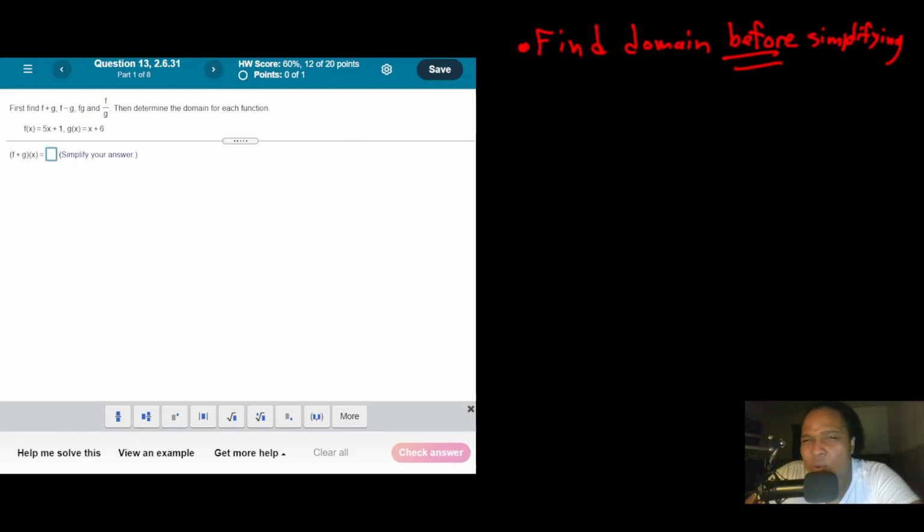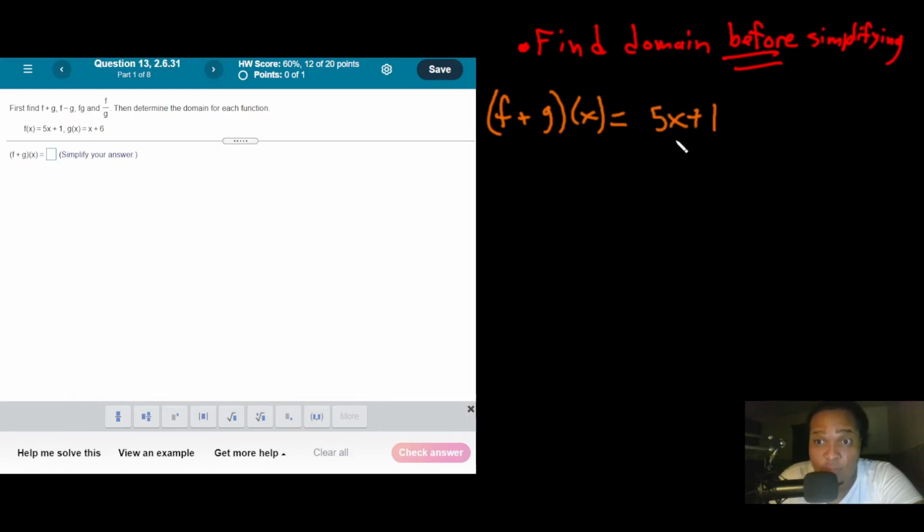So don't get too worried about the notation there. They're basically telling us to add the two functions together. So I'm going to write it just like they have it. So f plus g, they're both of x, is equal to your f function, which is f of x equals 5x plus 1. So this is the f portion, the f of x, plus your g. What is your g of x equal to? x plus 6. This is the f plus the g.